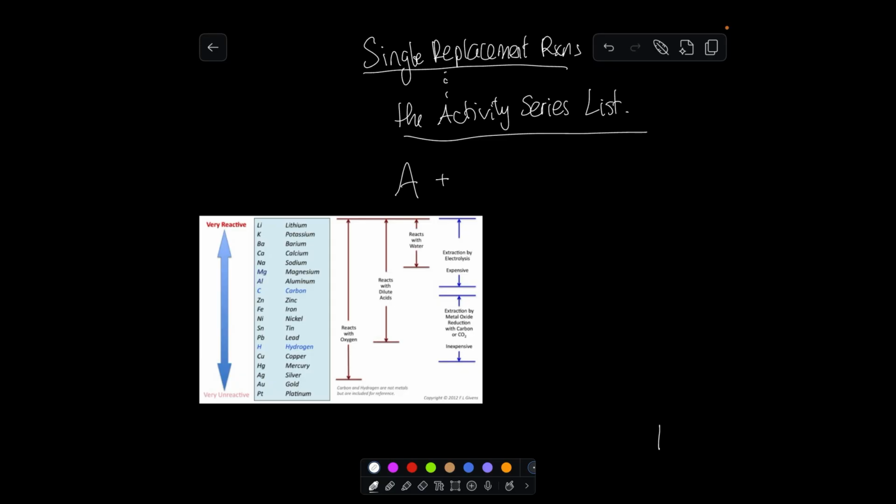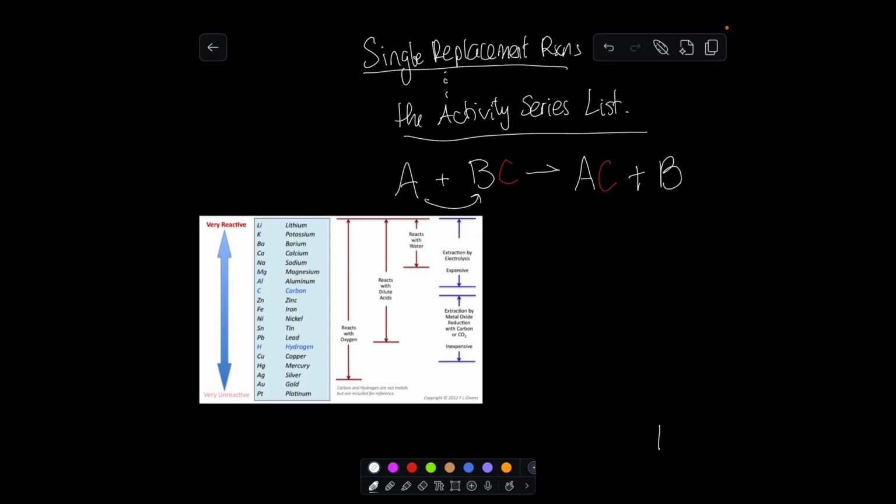And so A is going to try to join with BC, which is an ionic compound made up of a basically positive cation and anion. And when the product comes together, A, as I said, is going to replace B to combine with C. Therefore, B is going to end up alone.